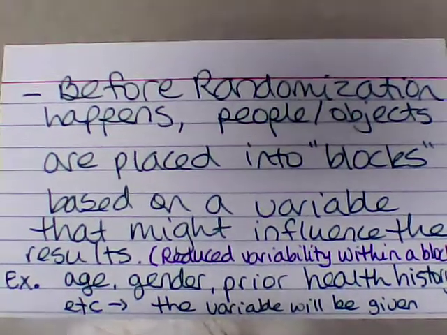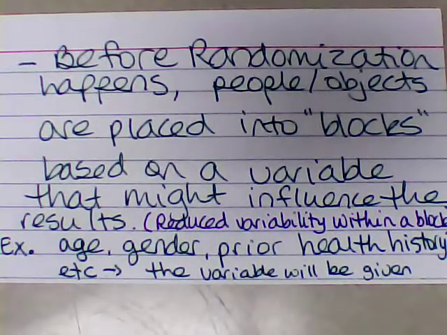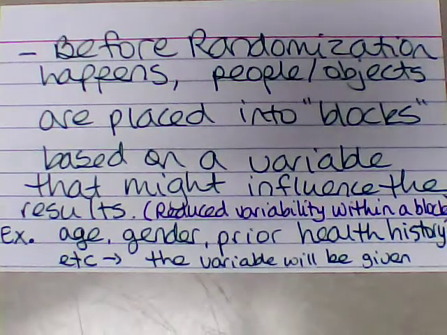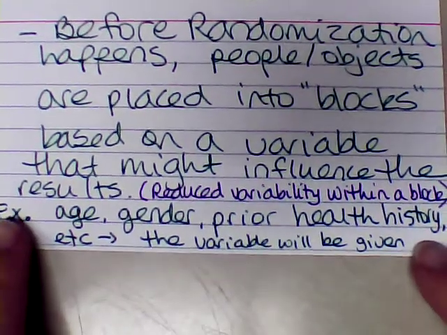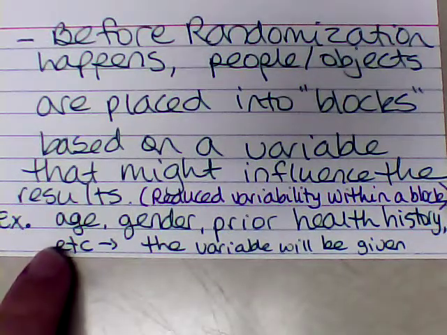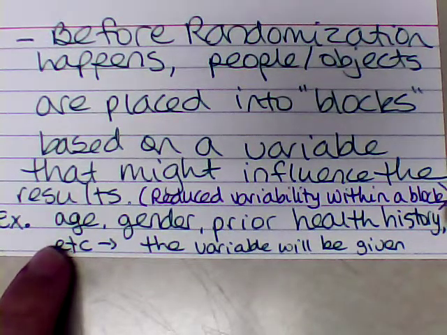So to create a blocked experiment, there are lots of steps. Before randomization happens, people or objects are placed into blocks. They are placed into those blocks based on a variable that might influence the results of the experiment. There's reduced variability within a block. We'll look at that in one sec.